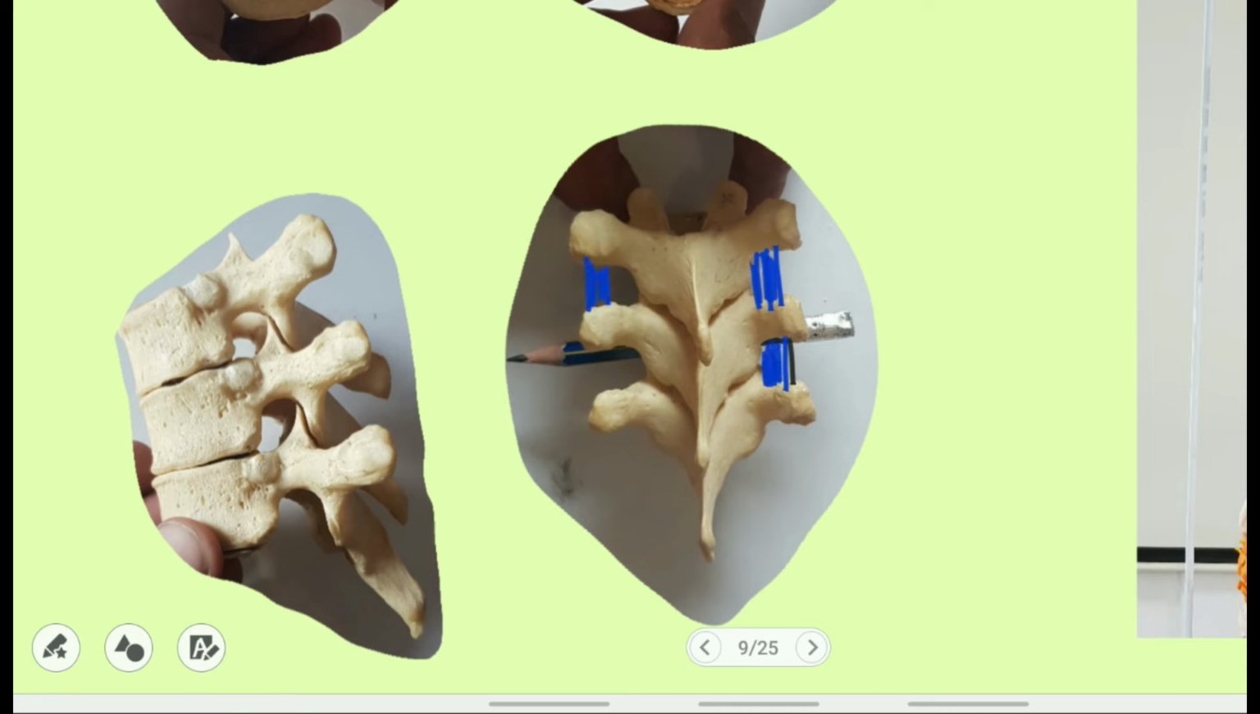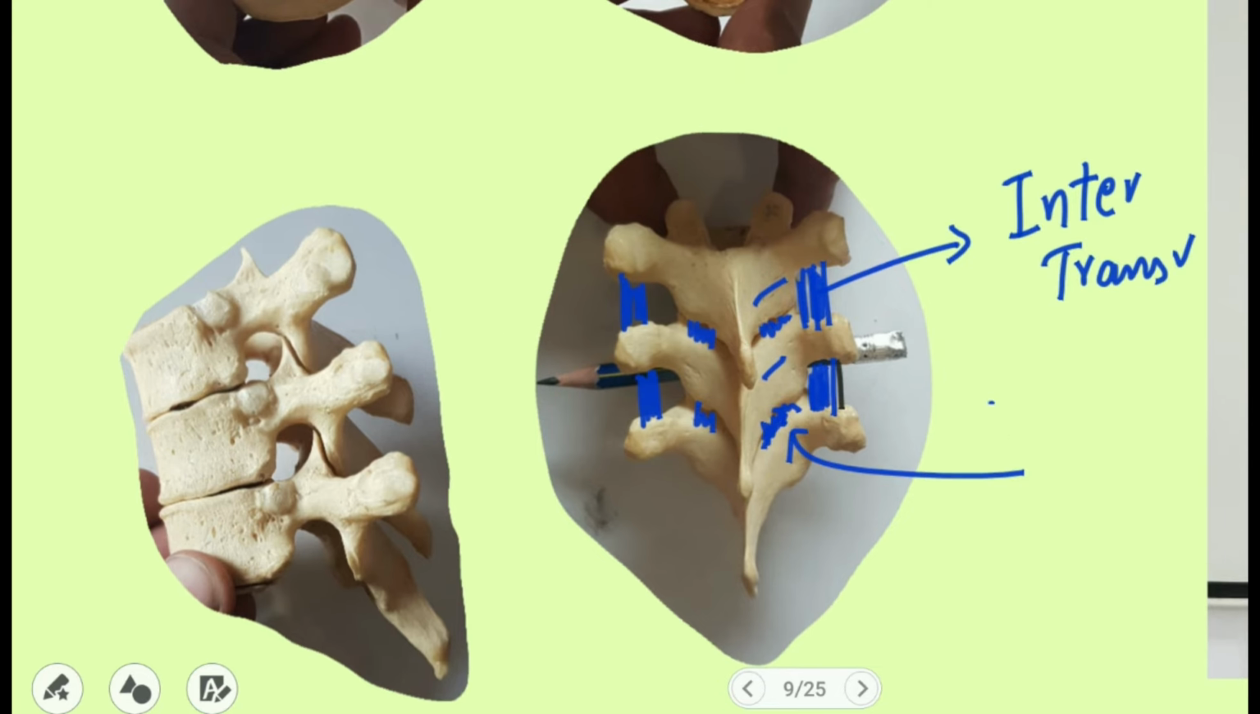So we will label that between the two transverse processes there is a ligament known as the intertransverse ligament. This is the lamina. Between the two laminae again there is a ligament that unites the two laminae. Uniting two laminae, this ligament is known as the ligamentum flavum.